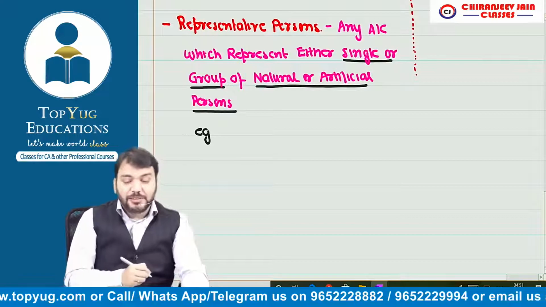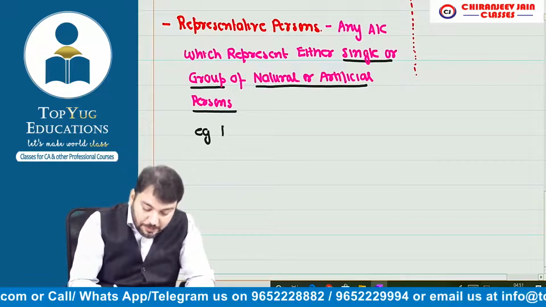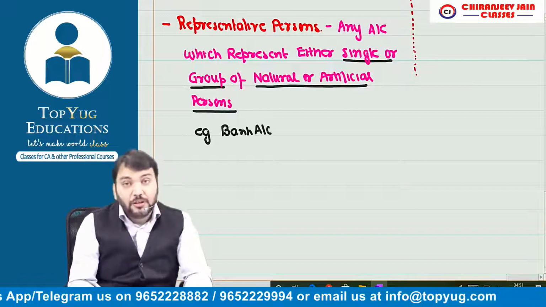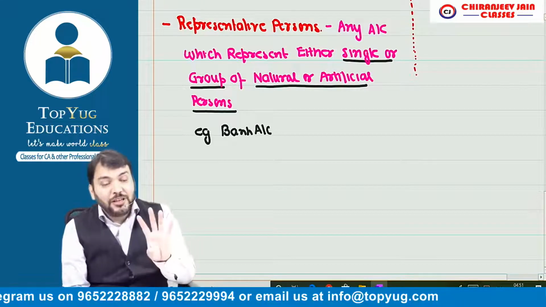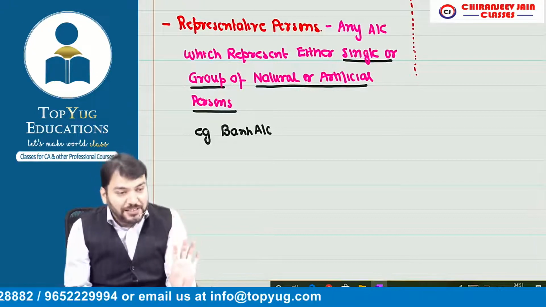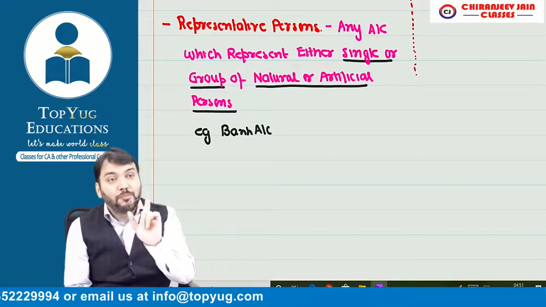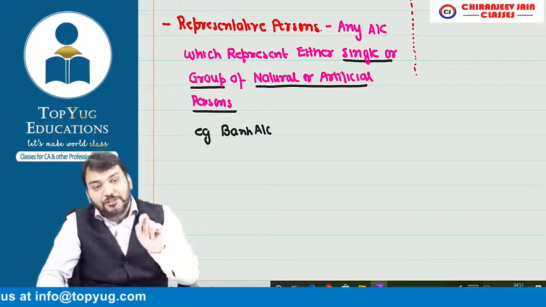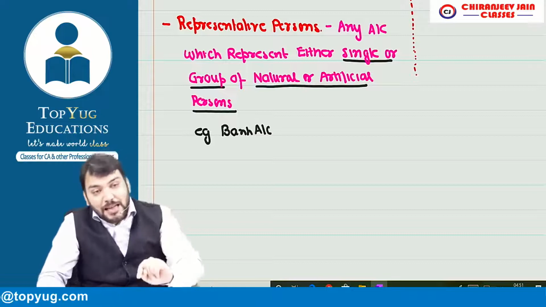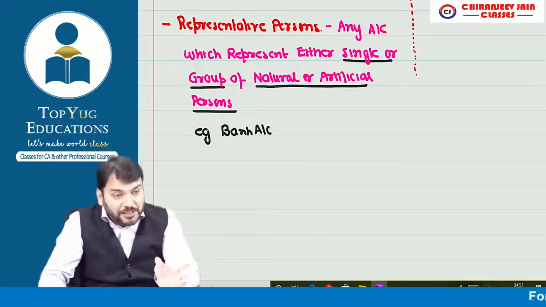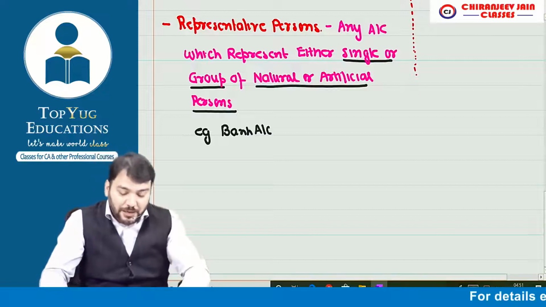For example, can you give me some example? If I say bank account, can I say bank account represents many banks? So it becomes a representative personal account. So bank, if I say State Bank of India, it is an artificial person. But if I say bank account, it becomes a representative personal account because it represents many banks. Correct? Are you getting?